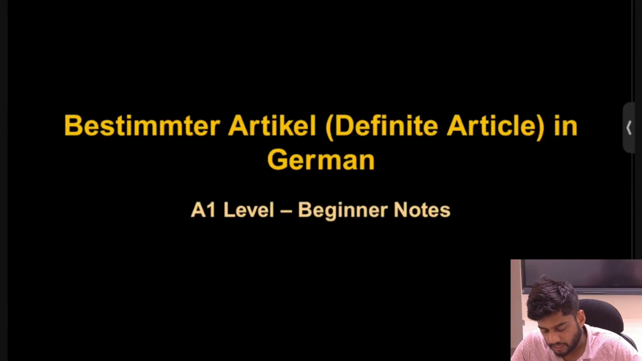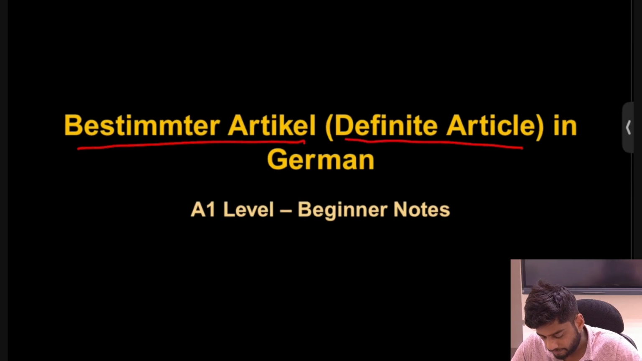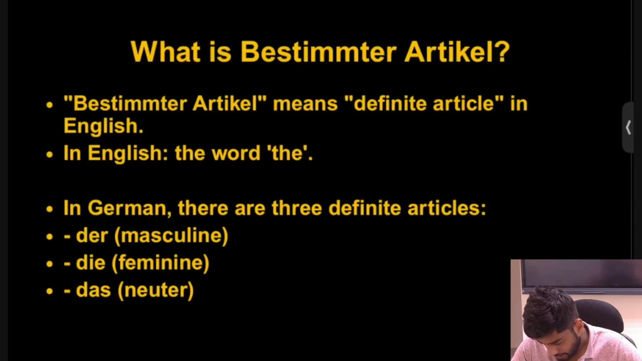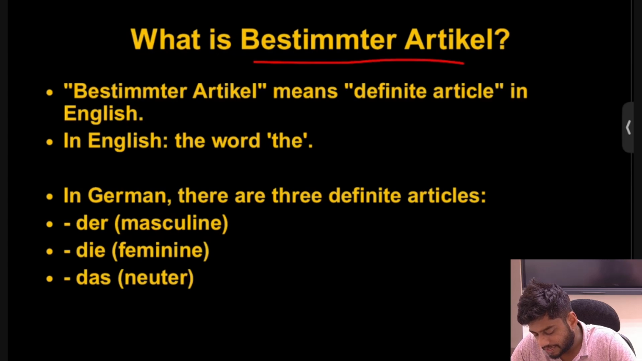So hello guys, today we are going to learn Bestimmter Artikel. Okay, Bestimmter Artikel in German, and in English we call it definite article. Okay, next guys, the topic is very important. Everyone listen to me carefully. What is Bestimmter Artikel? Bestimmter Artikel means definite article in English. In English the word is the.